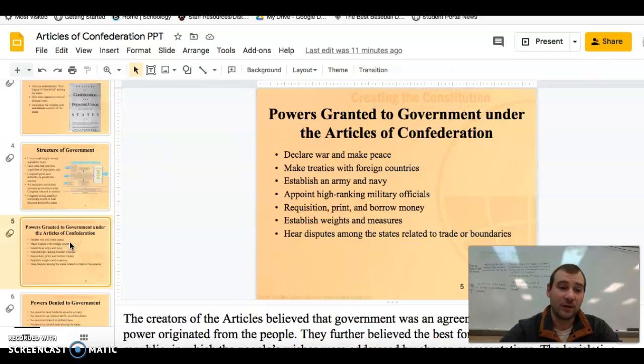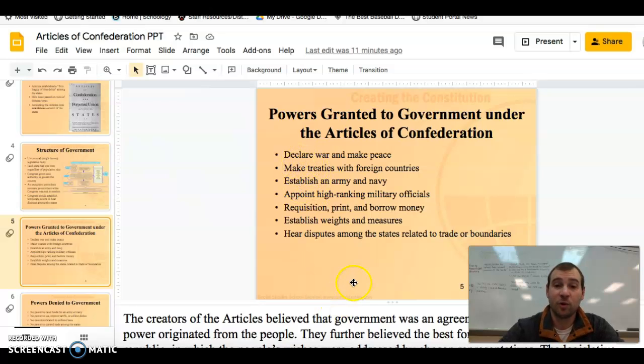So this is the important one. These are the powers granted to the federal government under the Articles of Confederation. This is one of our essential questions, so it's going to be on the quiz. Make sure you jot all these down. Here's what basically the federal government was allowed to do.